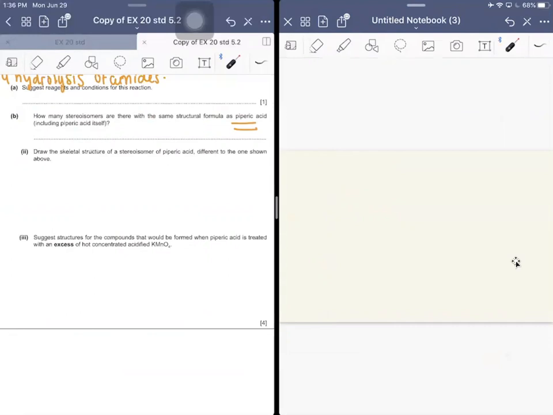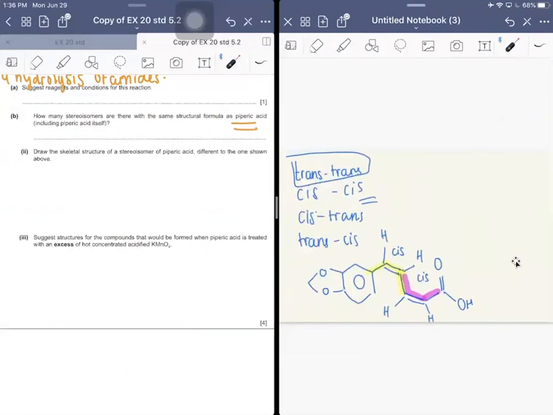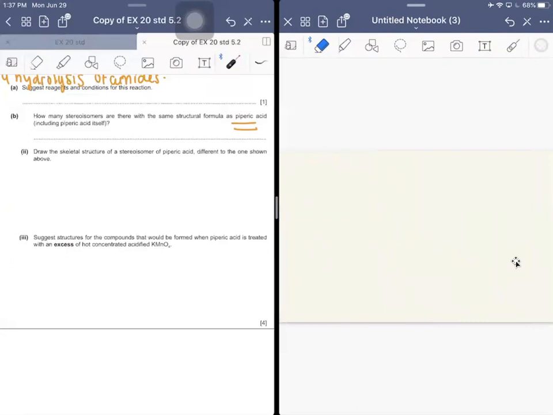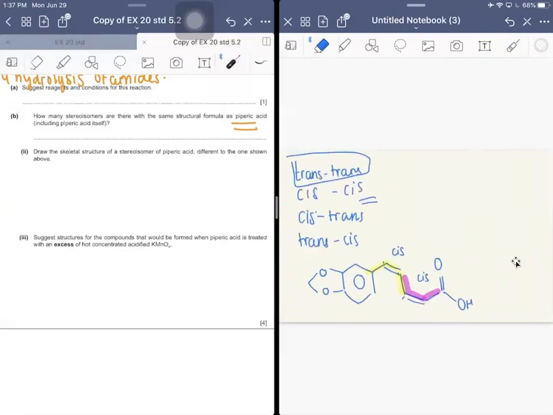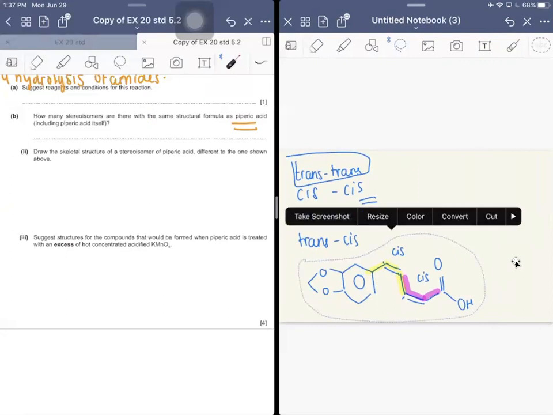Next, because it must be skeletal, you have to erase all your hydrogen bonds. Your carbon hydrogen bonds must be omitted. Next, let me just copy that.